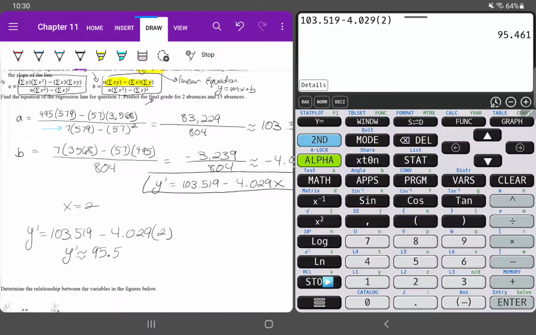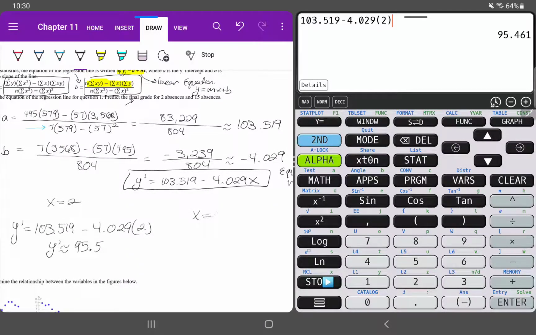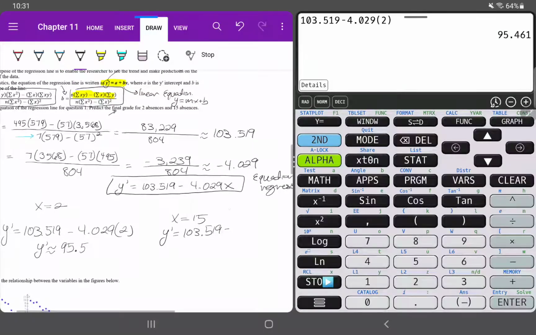And let's predict for 15 absences. So that means x equals 15. So y prime equals 103.519 minus 4.029 times 15. What I'm going to do is I'm going to kind of copy and paste. Okay, that didn't work. So 103.519 minus 4.029 times 15. Approximately 43.1 as the final grade.